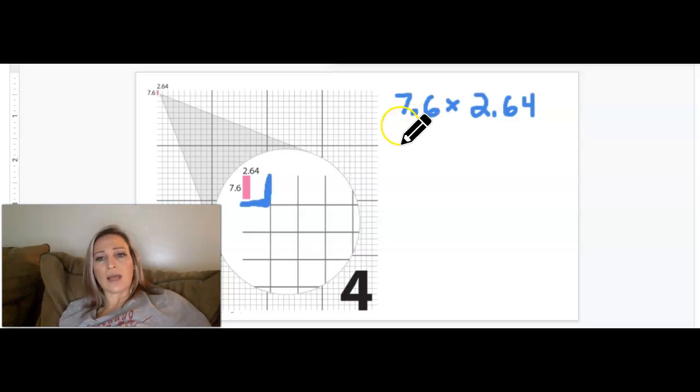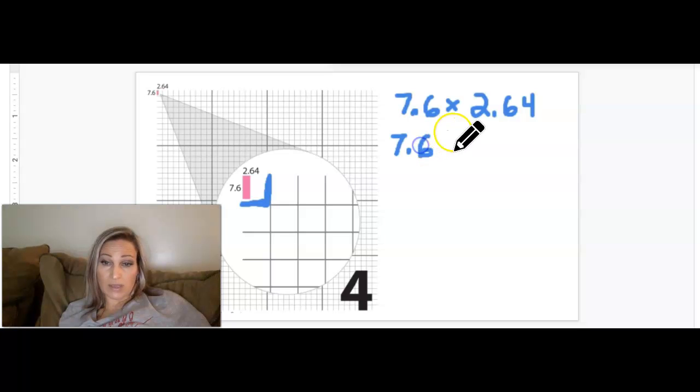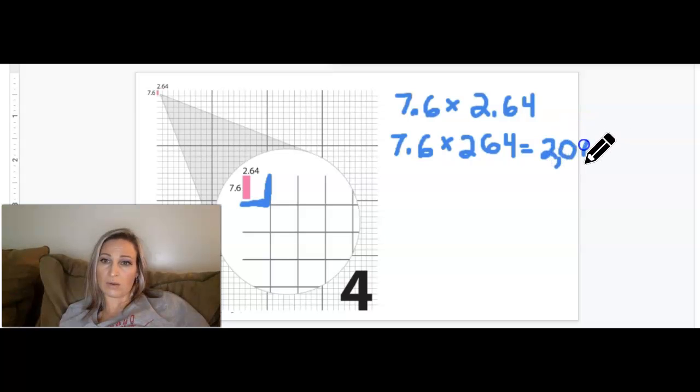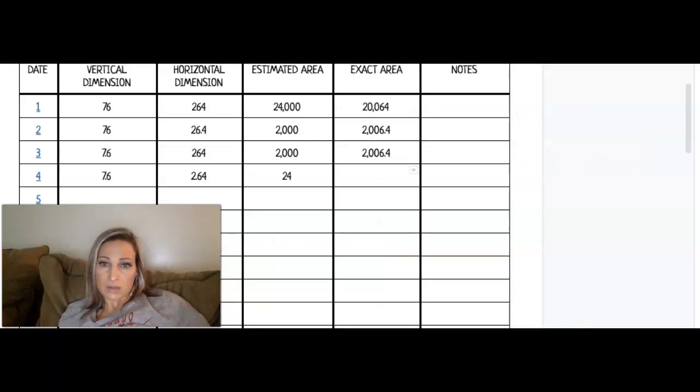What I'm hoping you realized was that you could use one of the other problems to help you with this one. So I'm going to use one that we did on day 3, which was 7 6/10 times 264. And that one gave us an answer of, I believe it was 2064? No, yeah, 2006 and 4/10. What I should do is go make sure that I've got that right. So let me go back. 2006 and 4/10. Yep. Okay.